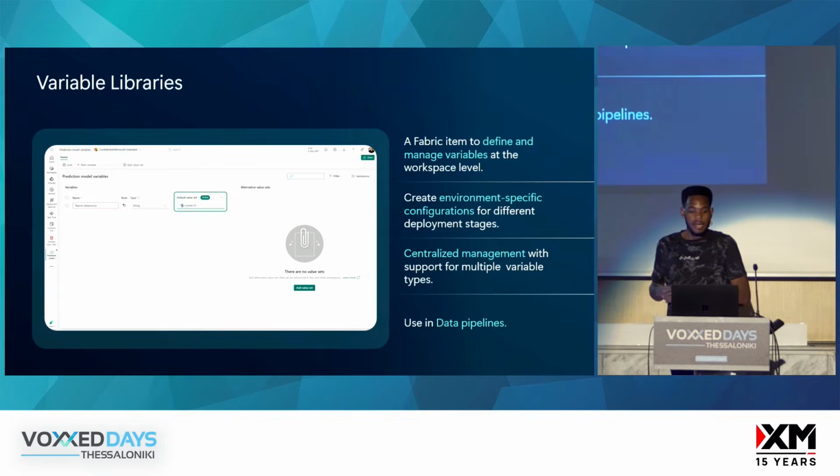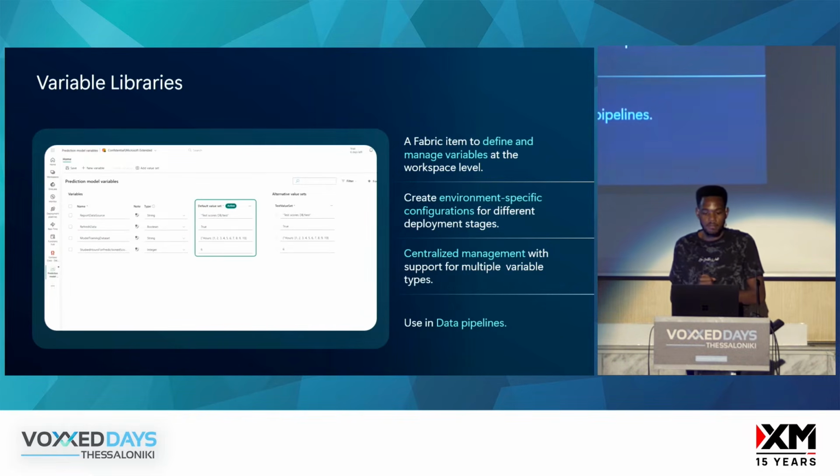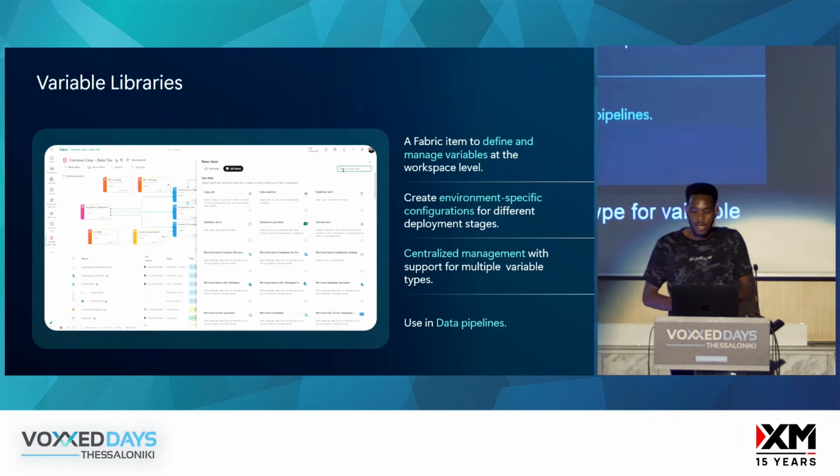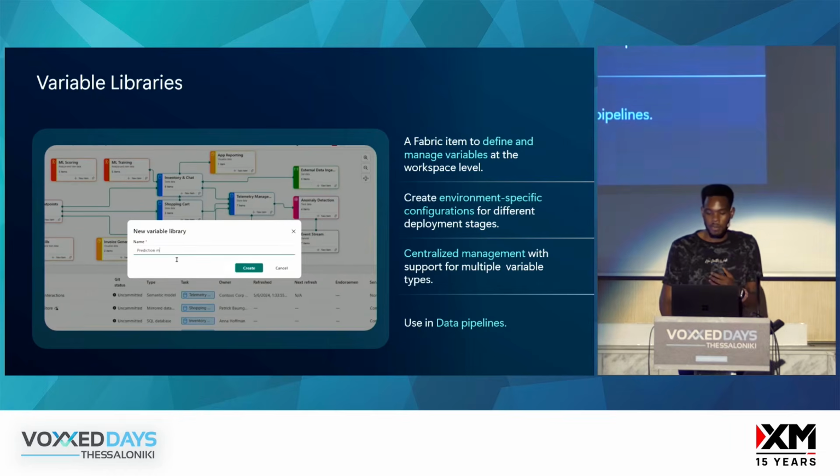your pipeline stage, and you have a centralized way to manage all of these different variable libraries. So you can create a new item type for variable libraries, and you can define all your different variable libraries and how they actually change across all the various environments in your deployment stage.